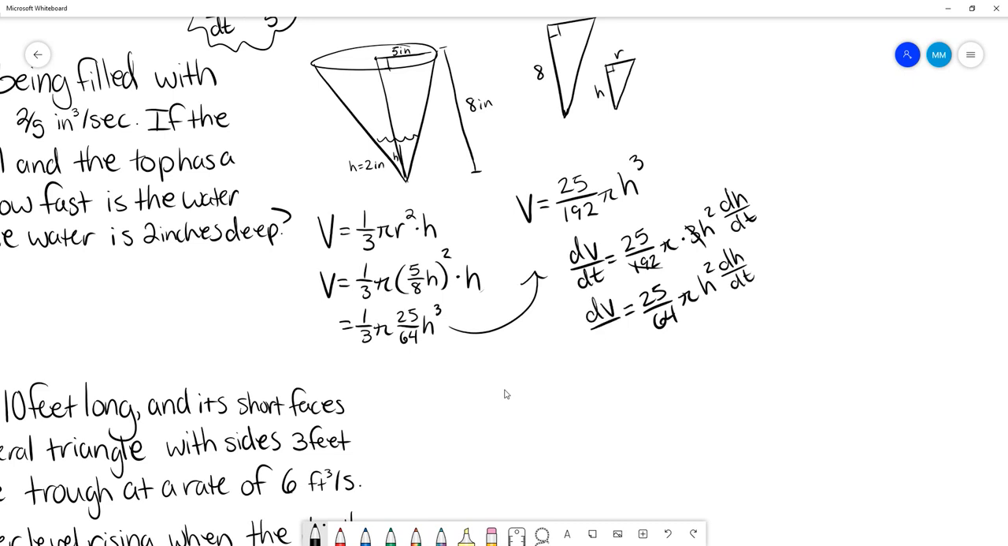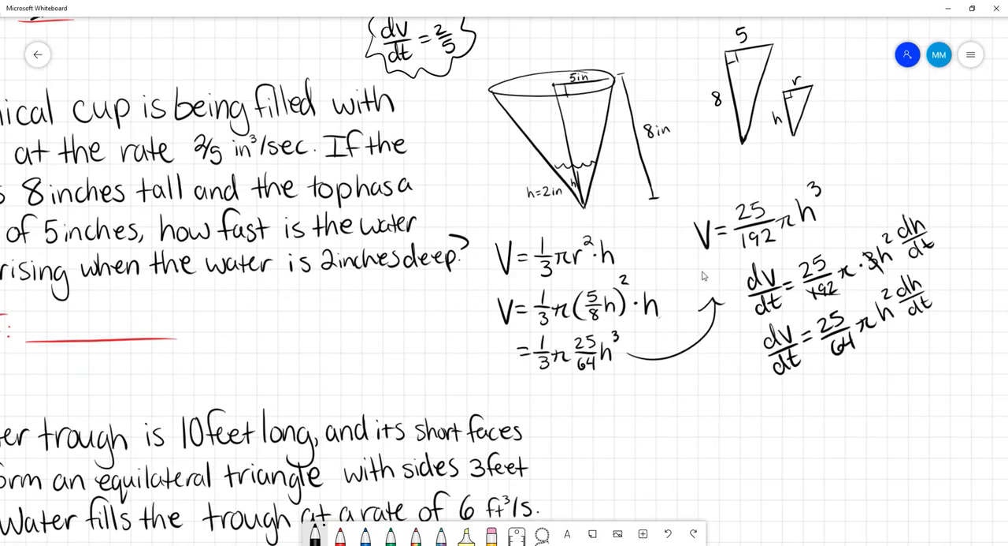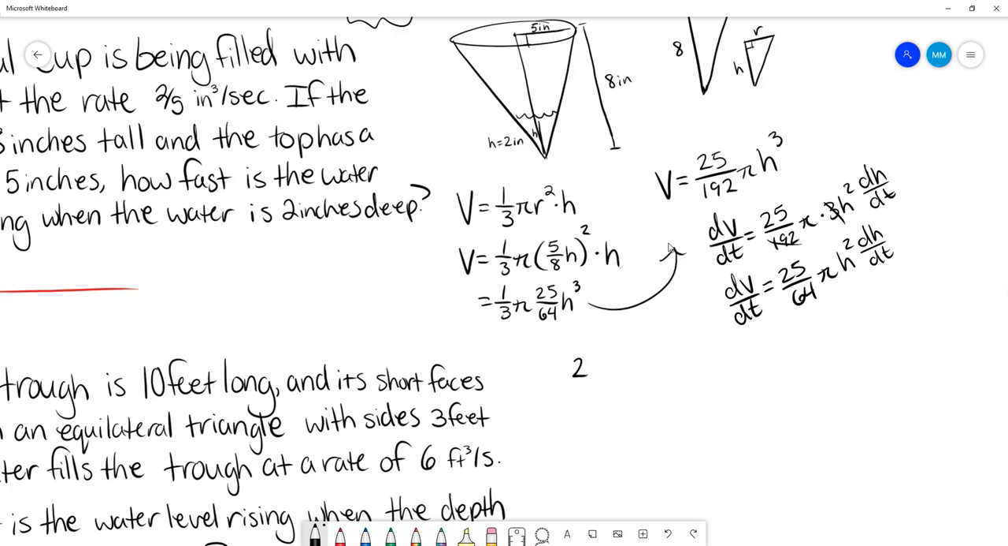And you might be thinking, well, we don't know what dv dt is, but remember, they gave us that, right? dv dt is the 2/5, so we're going to plug that back in. So I'm going to rewrite it over here. 2/5 equals 25/64 pi times h squared, and our h at this point is 2. So 2 squared is 4, all times dh dt.